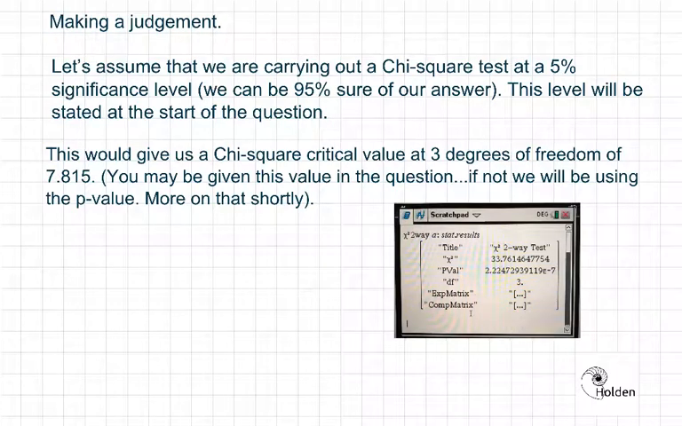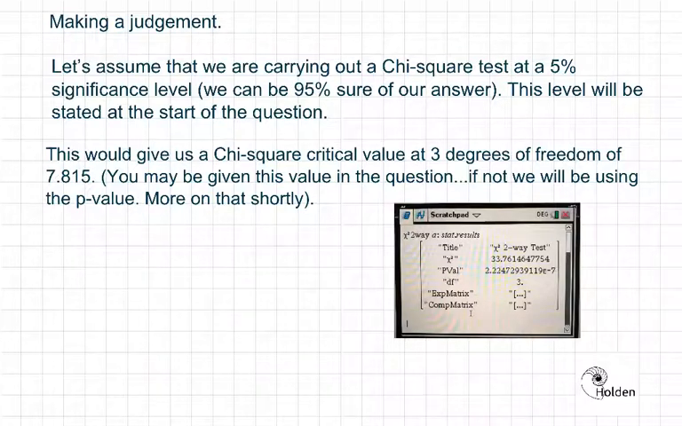Okay, so hopefully you've got through the GDC and you've got the chi-squared two-way stat results in front of you. They're in the picture. Right at the beginning I said you'll be given a significance level. How confident do we want to be of our answer? Let's assume we're carrying out a chi-squared test at 5% significance level. That means we can be 95% confident of our answer.